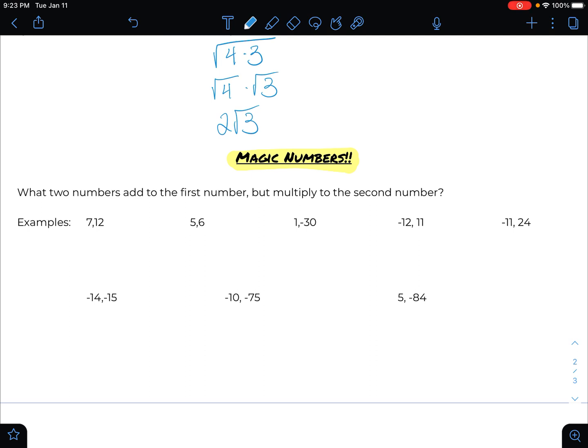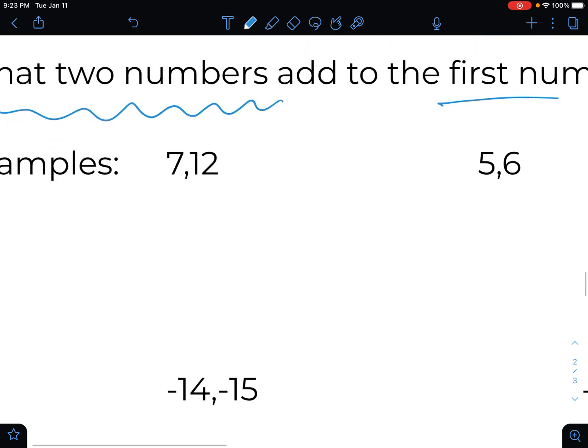When we talk about magic numbers, I'm asking what 2 numbers add to the first number but multiply to the second number. So when we look at 7 and 12, I'm asking what 2 numbers are going to add to give me 7 but multiply to give me 12. So what adds to the first number and multiplies to the second number.